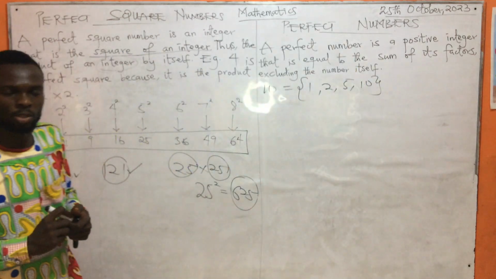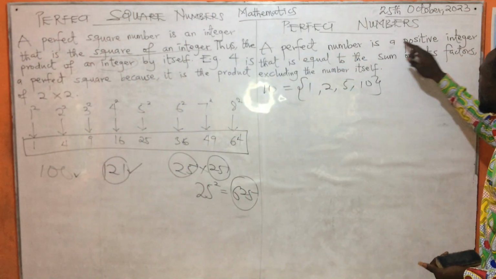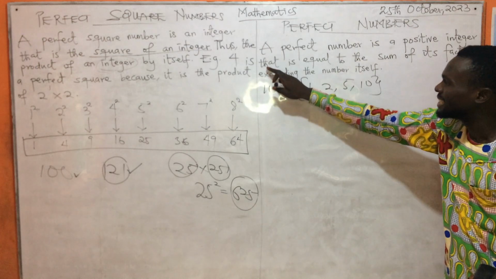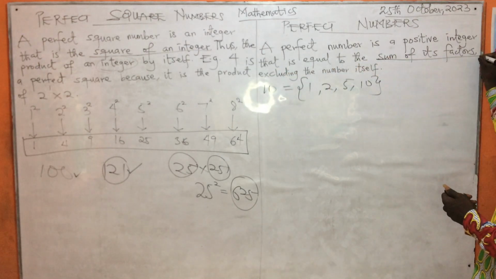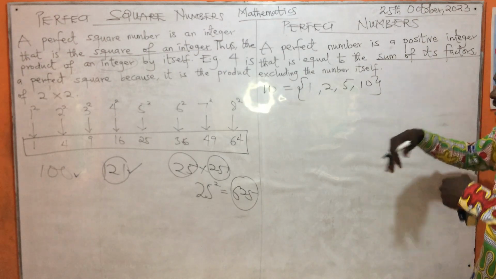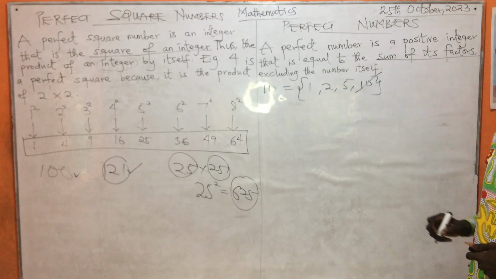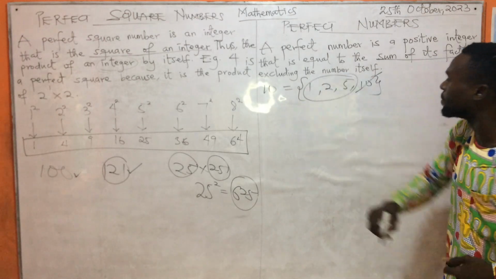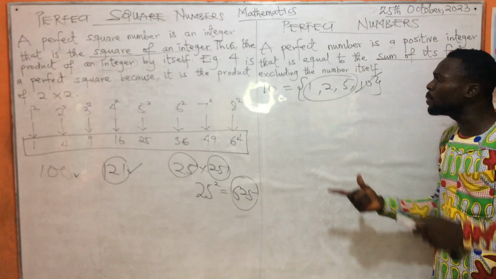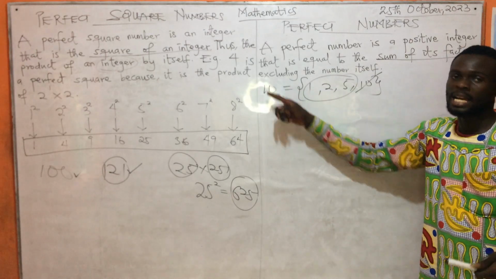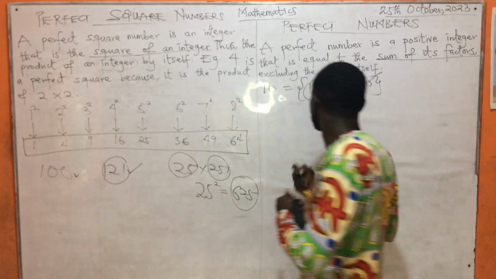These are the factors of 10. Now, a perfect number is a positive integer that is equal to the sum of its factors, excluding the number. So we are going to exclude the 10 and sum the remaining numbers. When we sum the remaining numbers and we are able to get 10, then it means 10 is a perfect number. So let's sum the remaining factors.